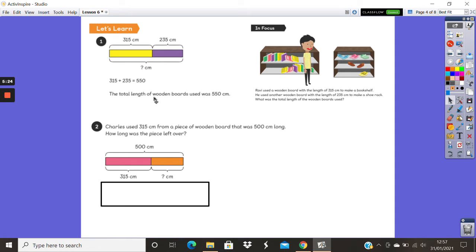Okay, and you would add those two together, putting them in column method to make it easier, which would give you 550 centimetres. Okay. So another one, Charles used 315 centimetres from a piece of wooden board that was 500 centimetres long. How long was the piece left over? So we've got the total of the wooden board, which was 500 centimetres. And the part, we know that Charles used 315 centimetres. Now we need to find what's left. So if we've got the total and one part, we're going to subtract. So we've got 500 centimetres take away 315.